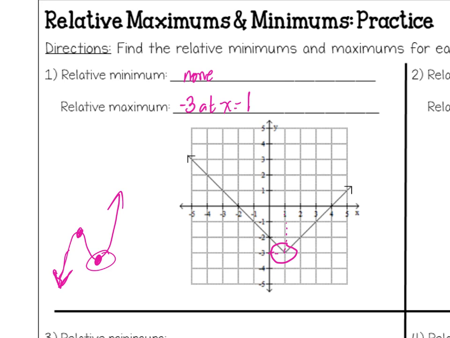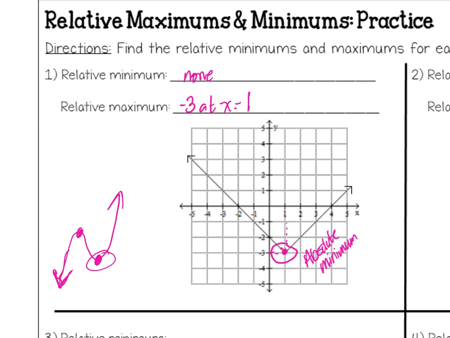This one, this point right here is absolutely the lowest point on the graph, right? Because there's no arrows that are pointing down. So that's the lowest point on the graph. So instead of calling this a relative minimum, this is called the absolute minimum. Sorry, I always forget how to spell minimum. Because it's the absolute lowest point on the graph.